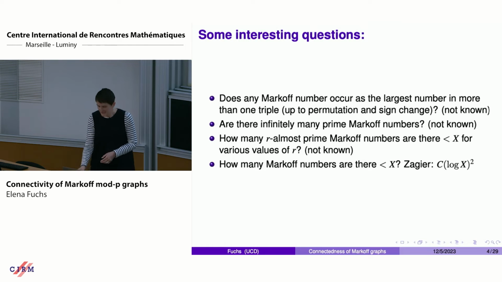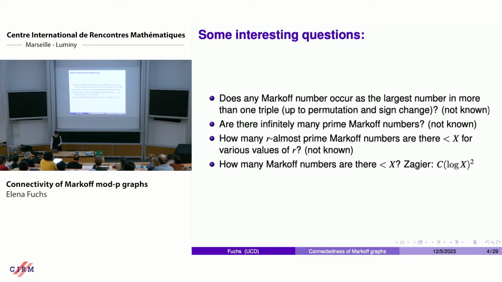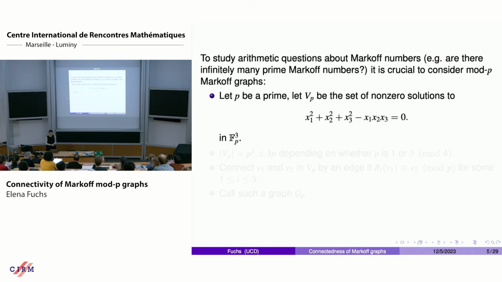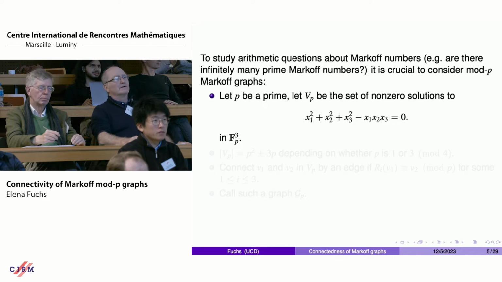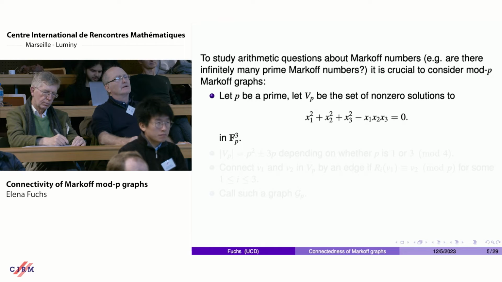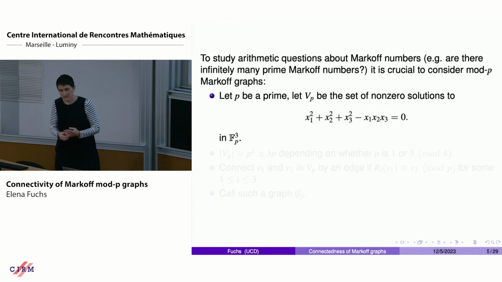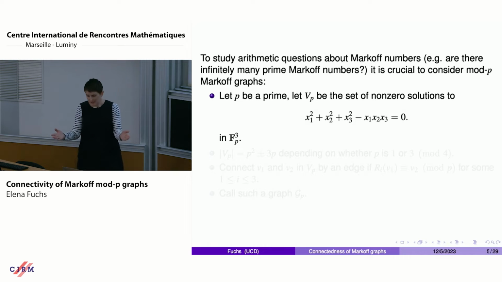I'll move on. So how do you start answering these kind of questions about primes? Well, a key player is going to be something called the Markoff mod P graph. And here's the reason. Mostly, as an analytic number theorist, when I think about counting primes, I like to think about using a sieve. So I take my numbers and I say, okay, I want to sieve out all the numbers with small divisors.